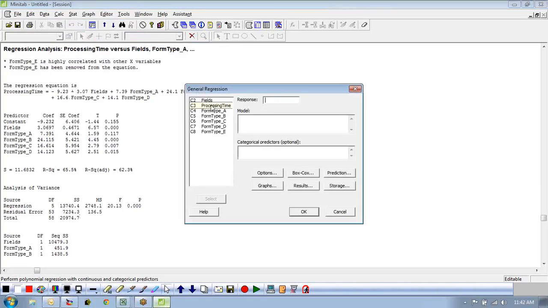If I put in as my response processing time and my model as fields and form type, and then I have to say here's what my category predictor is, it's fields. Nope, I'm sorry, I got that wrong. It's form type. What Minitab is going to do is create a model that's based on everything that's in there. It's going to calculate all of them separately.